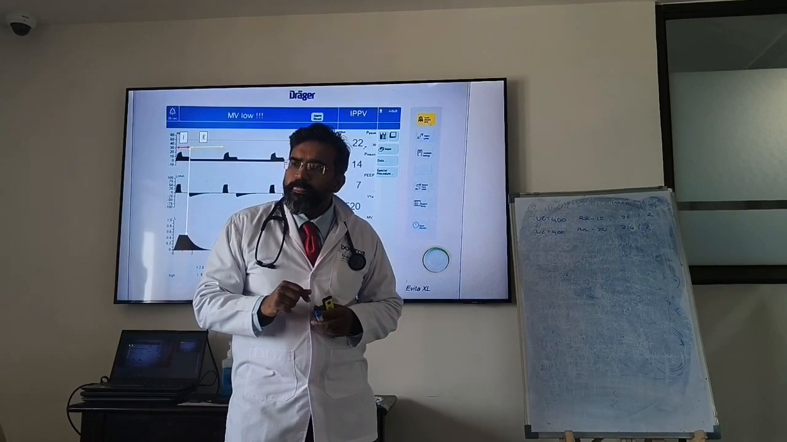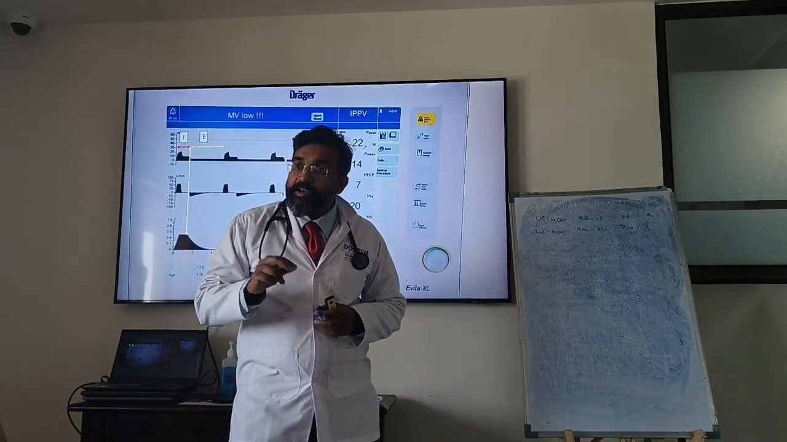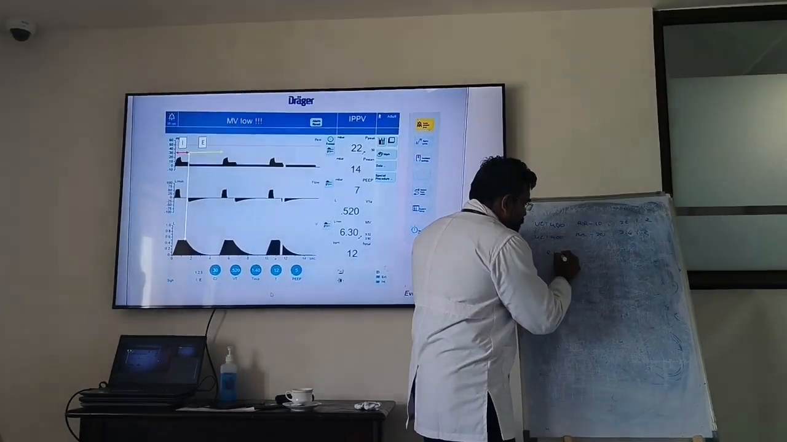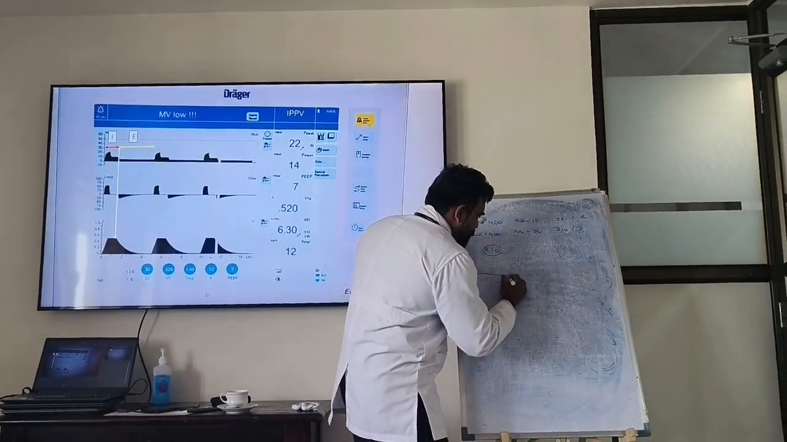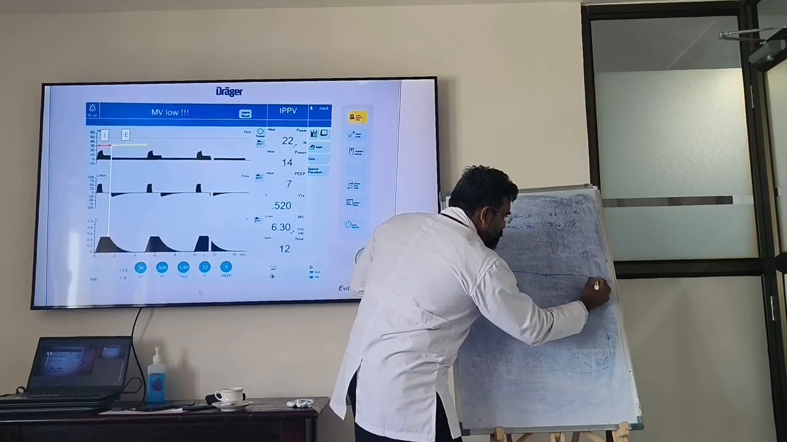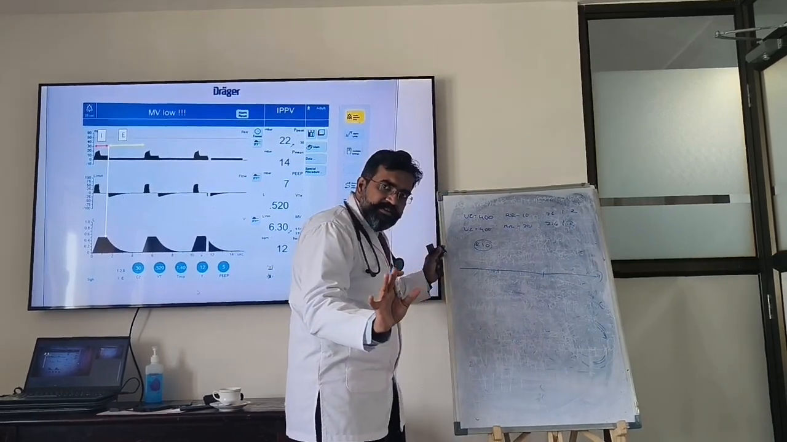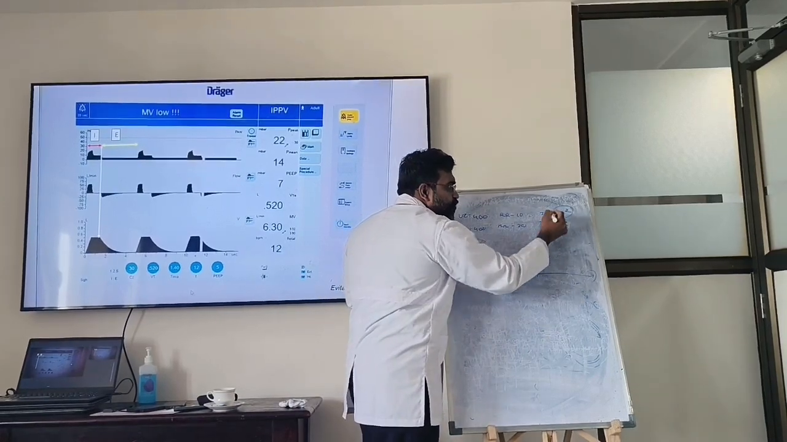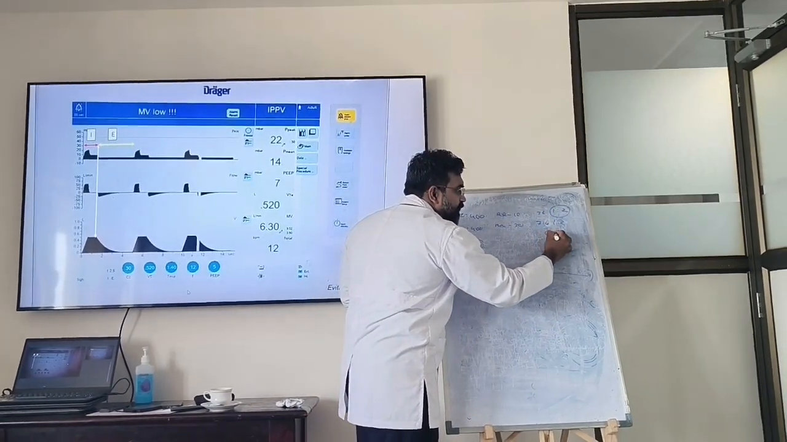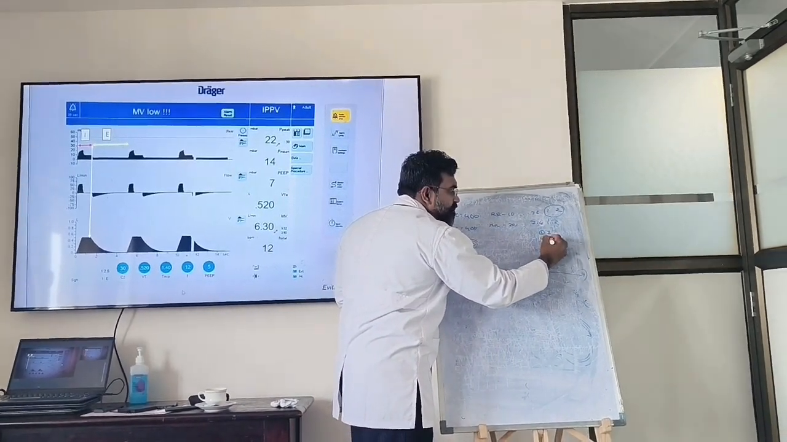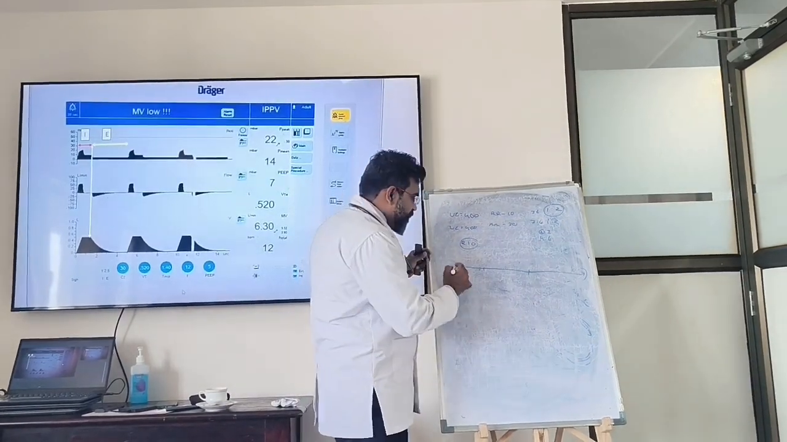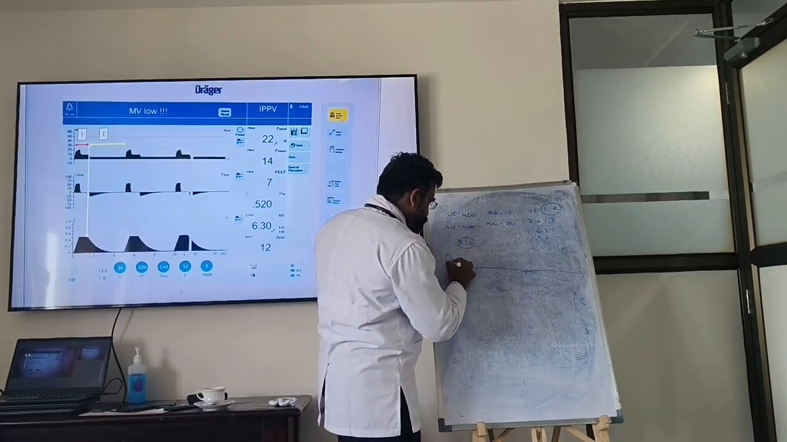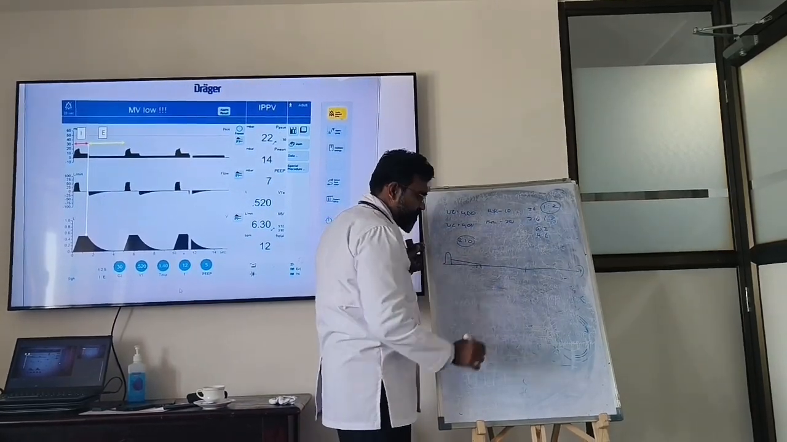Because sir, the cycling time has changed. Here RR is 10, which means the breath cycle is 6 seconds, 6 seconds, 6 seconds. What did I set the I ratio to? 1:2, meaning 2 seconds inspiration, 4 seconds expiration. That means this graph, if I take these 2 seconds, looks like this.